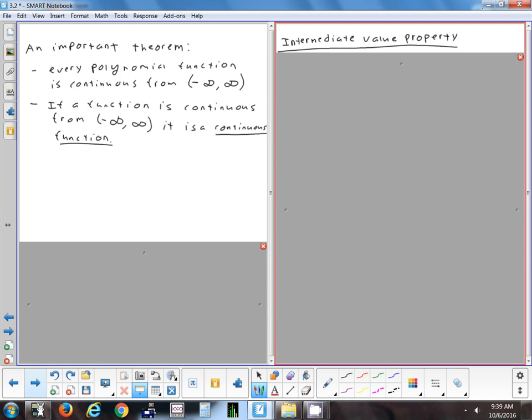All right, so the second thing we're going to look at, we're going to tie in continuity with what's called the intermediate value property. It's a very simple concept. Intermediate means between, right? It has to do with values between two values.